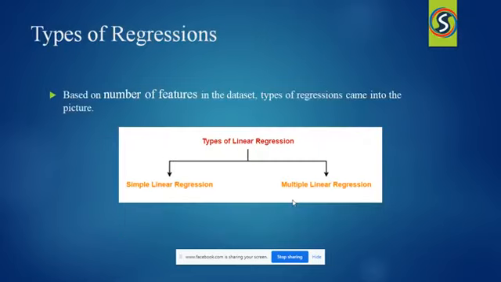Let me explain the types of regression. Regression is categorized into two types based on the number of independent variables. If we have only one independent variable, then we call that simple linear regression. If we have two or more variables, then we call that multiple linear regression.